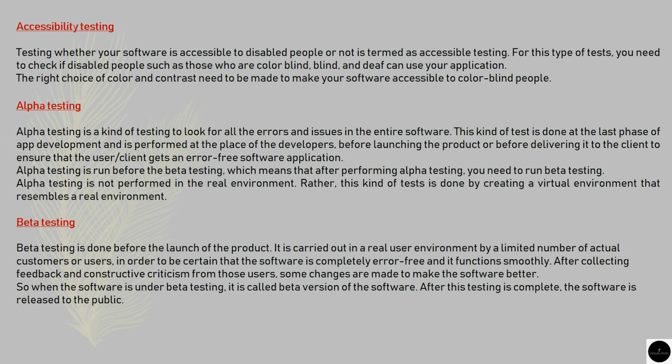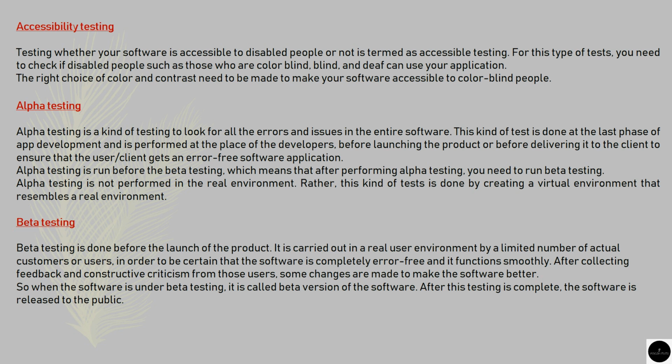Accessibility testing. Testing whether your software is accessible to disabled people or not is termed accessibility testing. For this type of test, you need to check if disabled people, such as those who are colorblind or deaf, can use your application. The right choice of color and contrast needs to be made to make your software accessible to colorblind people. Alpha testing. Alpha testing is a kind of testing to look for all the errors and issues in the entire software.